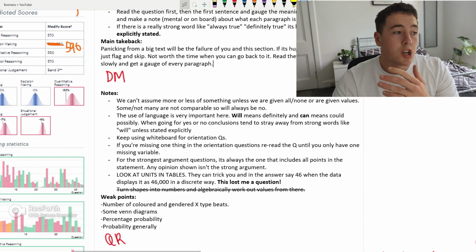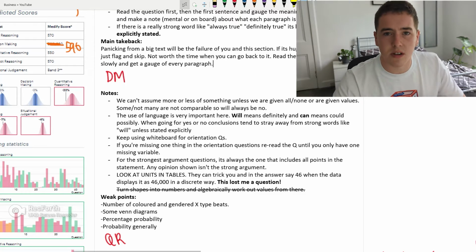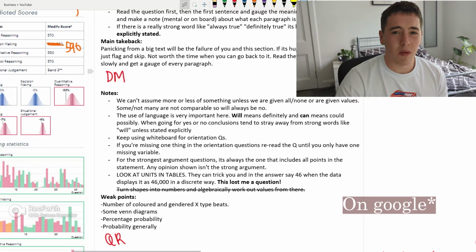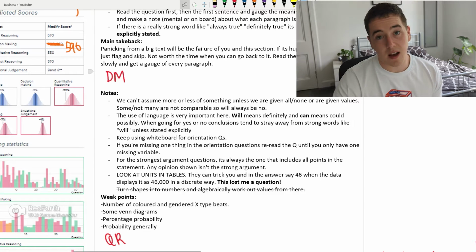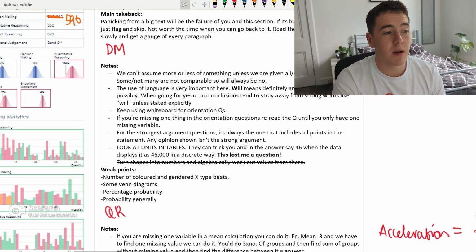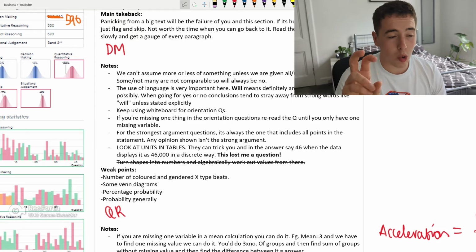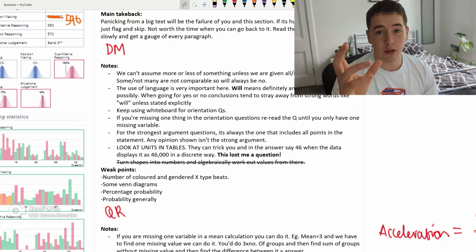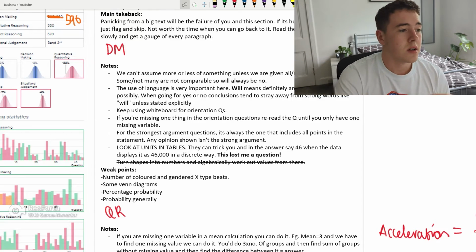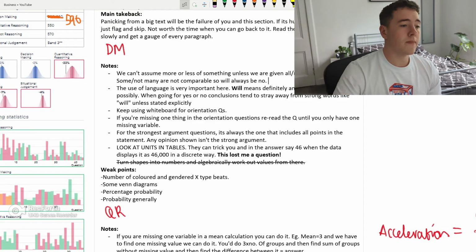As I've said, you can convert the score from the range that Medify gives you to an exact score using, I think it's just like decision making score converter if you type it in on YouTube. It is quite helpful because obviously in the exam you're going to get an individual score. So for decision making, I wrote down: we can't assume more or less of something unless we're given an all, none, or are given exact values. Some or not many are not comparable, so most of the time they will be no.